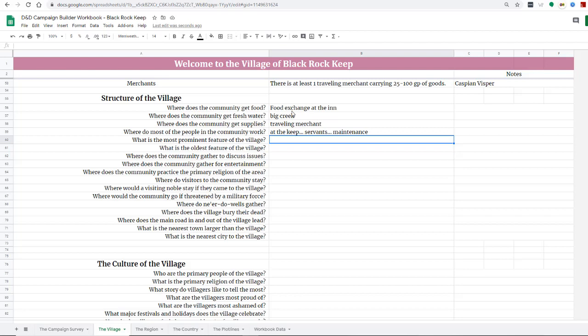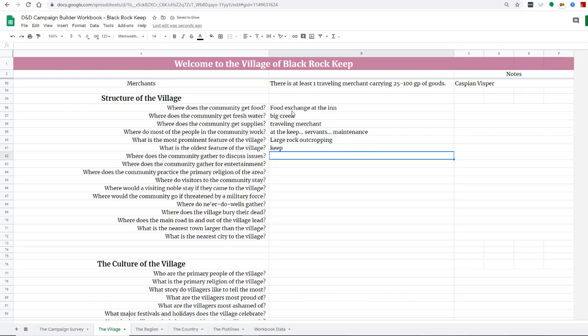And it is going to be a large rock outcropping. That kind of stands to the side of the village, and it's just this huge, maybe 200, 300 feet tall. Sometimes people climb to the top of it, and from the top of it you can gaze down over the expanse of the village, the small little village. What is the oldest feature of the village? That is going to be the keep.